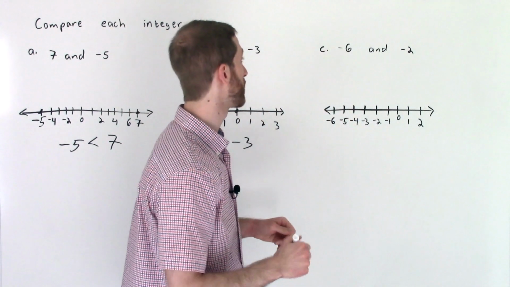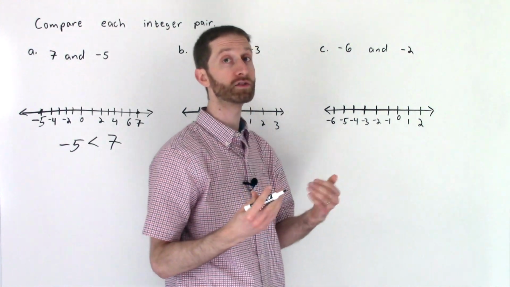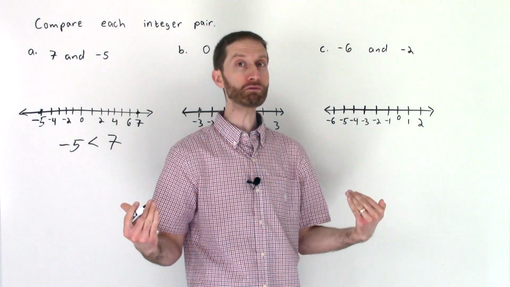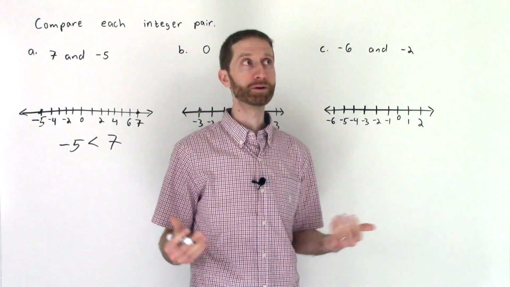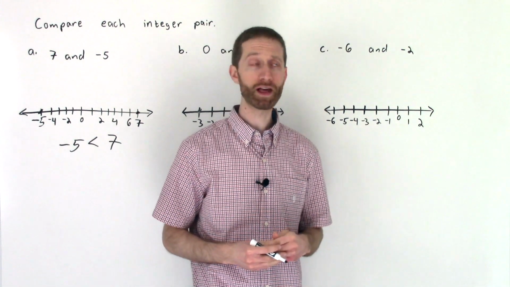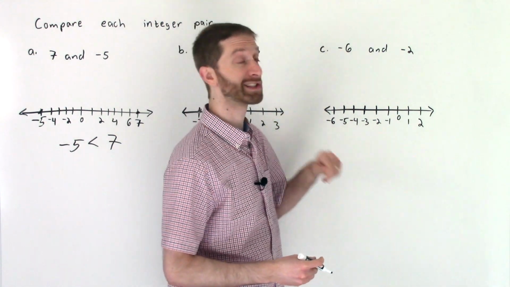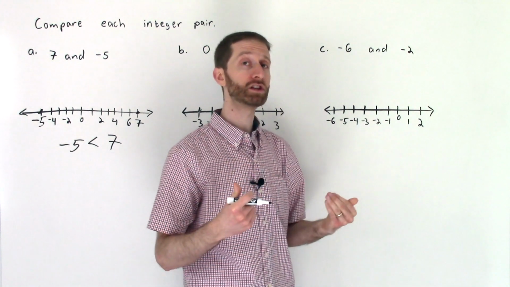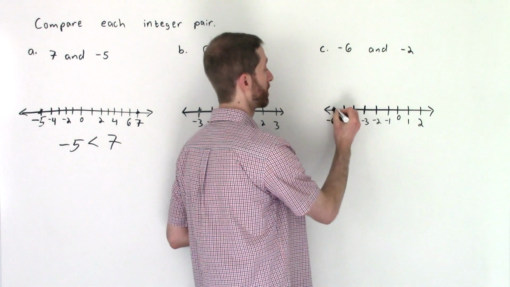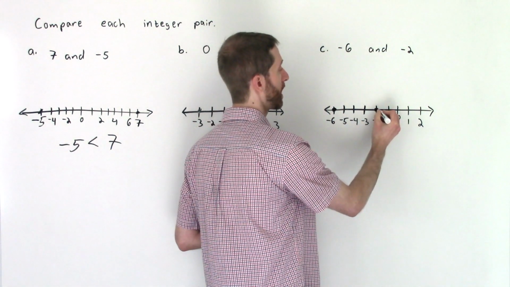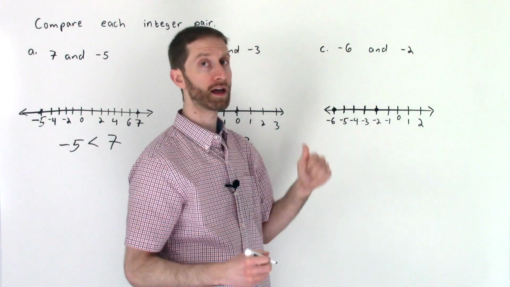Last but not least, one other example. You have -6 and -2. Uh-oh, both are negative numbers. What do we do? Well, we just look at which number is farther to the left. -6 is to the left 6. -2 is to the left 2. So -6 is right here, whereas -2 is right there. So the number that is farther to the left is -6.